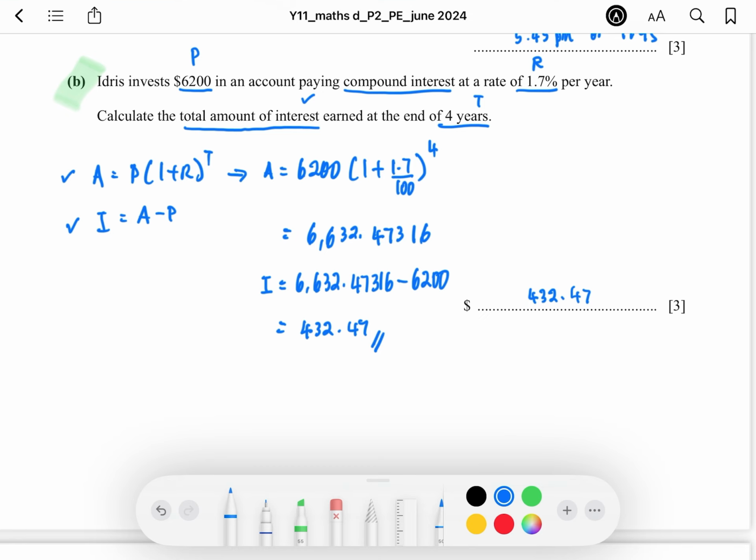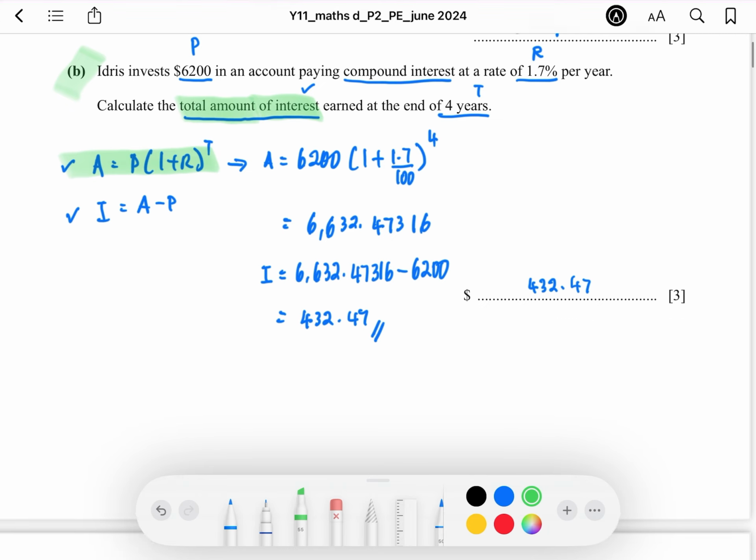Now, where's the common mistake that is made? The common mistake is here. Most of you may think that the question is asking for the total amount, so that's the confusion here. It's not actually the total amount, it's the total amount of interest. So most of you are able to correctly use the correct formula, but fail to find the interest. So be careful with that one. You do need to read the question carefully.